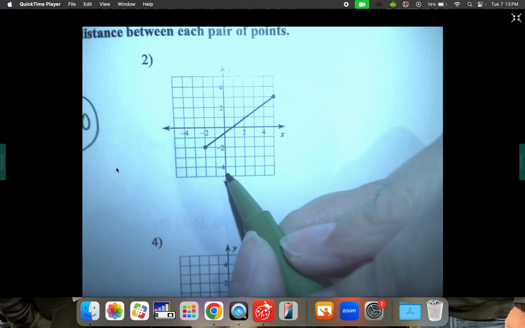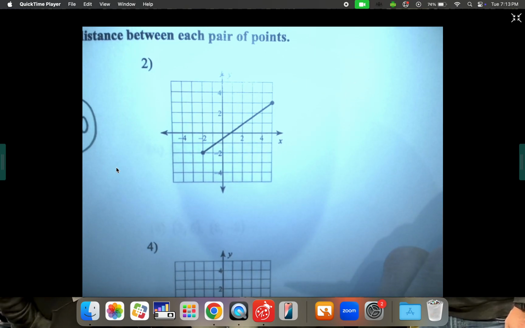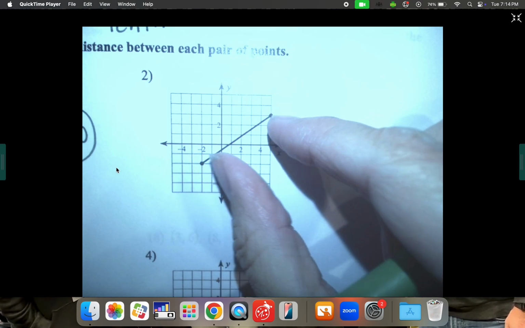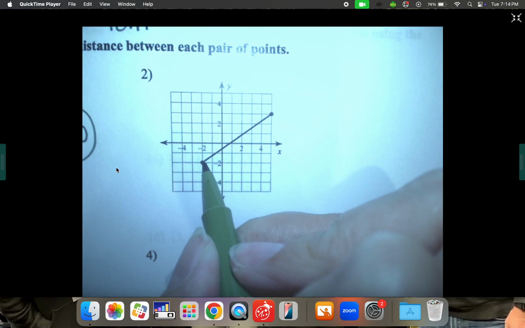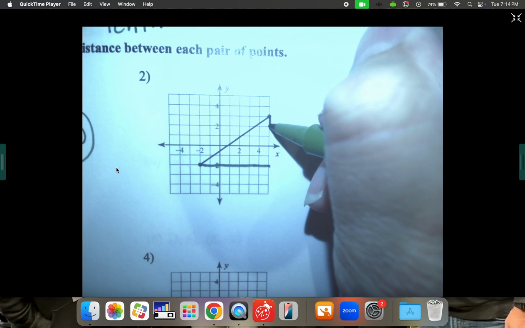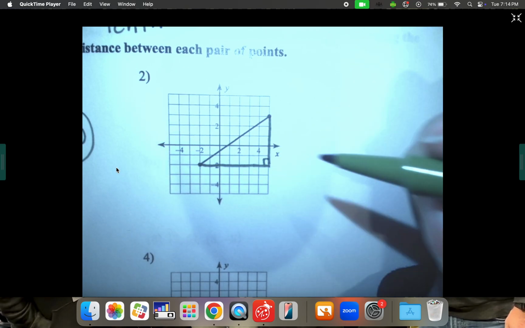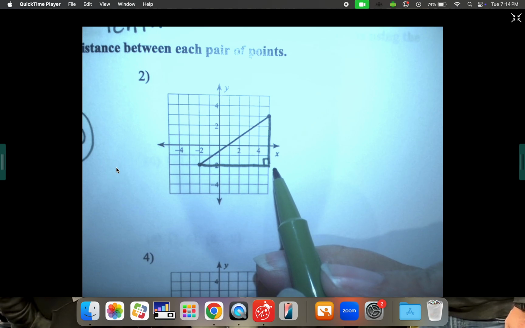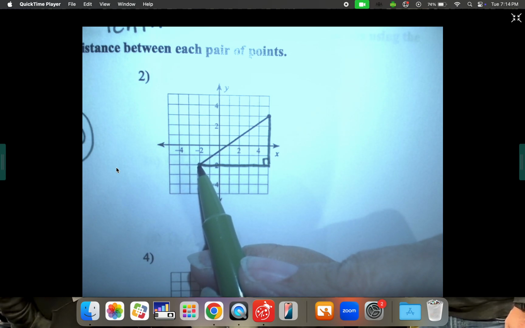Okay, number 2, this diagonal, we're going to turn it into a right triangle. You can either go to the corner at the top or go to the corner at the bottom. It does not matter, but you need to make it, excuse me, into a right triangle. So I'm going to go down here. Here's my right angle. You can count horizontally and vertically. So let's just count. How long is this leg?